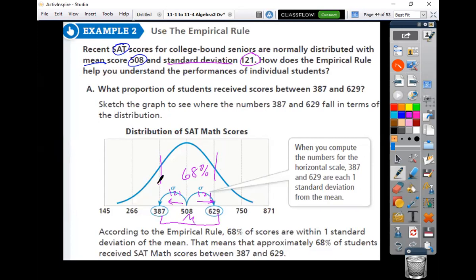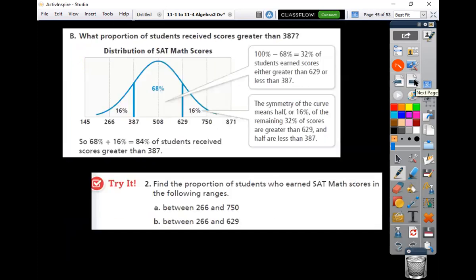Okay, and then sketch a graph, 387 to 629. There we go. Moving on. So below the 387, like we said before, would be 16%. Above the 629, there would be 16%.